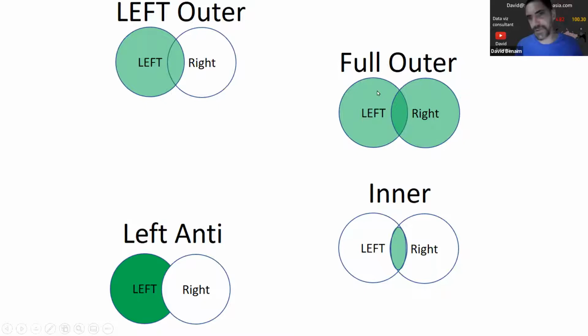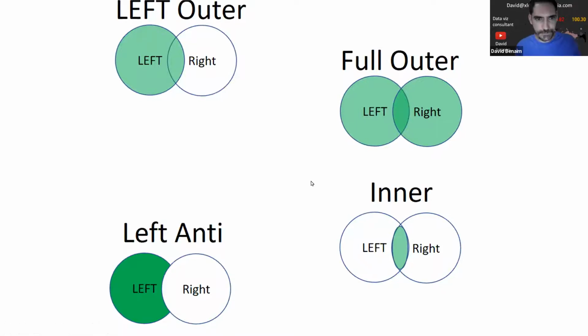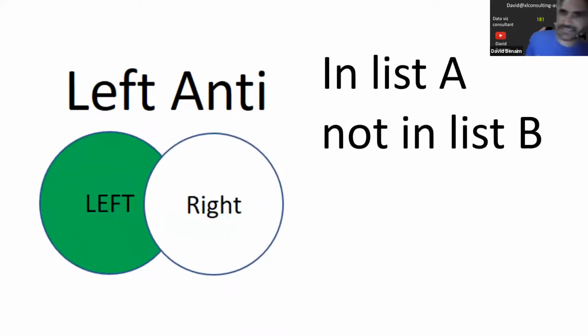But you can also have full outer that returns rows that are in the left but not the right, but also rows in the right but not the left, or left anti. This is so useful. Returns only the ones that are in the left table but not the ones in the right, or an inner join that returns only the ones that are in both tables. So left anti, this is a very, very common issue with Excel data. How can you find the rows that are in list A but not in list B?